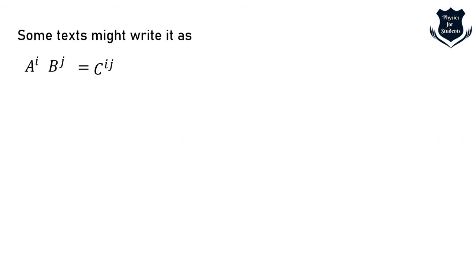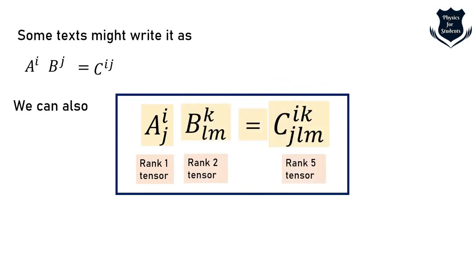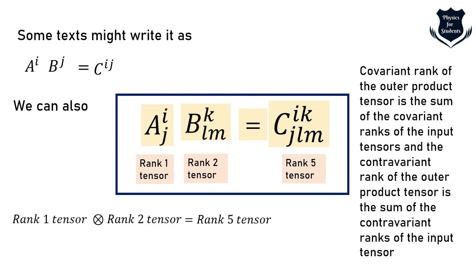Now some tensors, as I have mentioned, look like this. We can also do this one, that we can take a rank 1 tensor, we can take a rank 2 tensor, and we can get a rank 5 tensor. So here it is a rank 2 tensor, and a rank 1 tensor with a tensor product of rank 2 gives rise to a rank 5 tensor. But here there's a small note: the covariant rank of the outer product of tensors is the sum of the covariant ranks of the input tensors, and the contravariant rank of the outer product tensor is actually the sum of the contravariant ranks of the input tensors, right? So these are just examples of how the tensor product actually takes place.